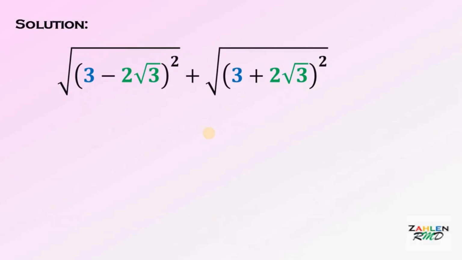Our first step is correct. Definitely, square root and squared cancel each other. Now, our second step in the previous solution is definitely wrong. Now, the question is why?